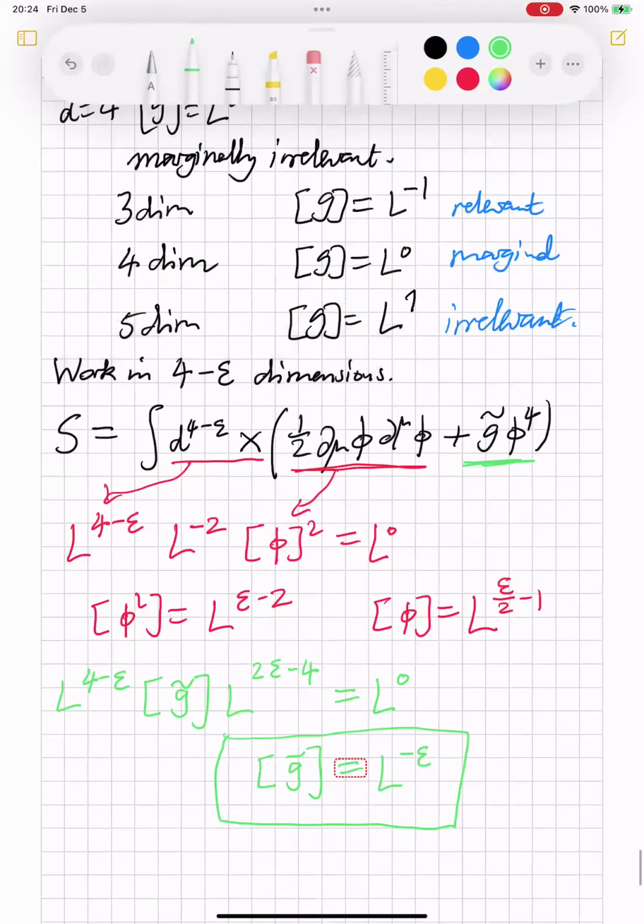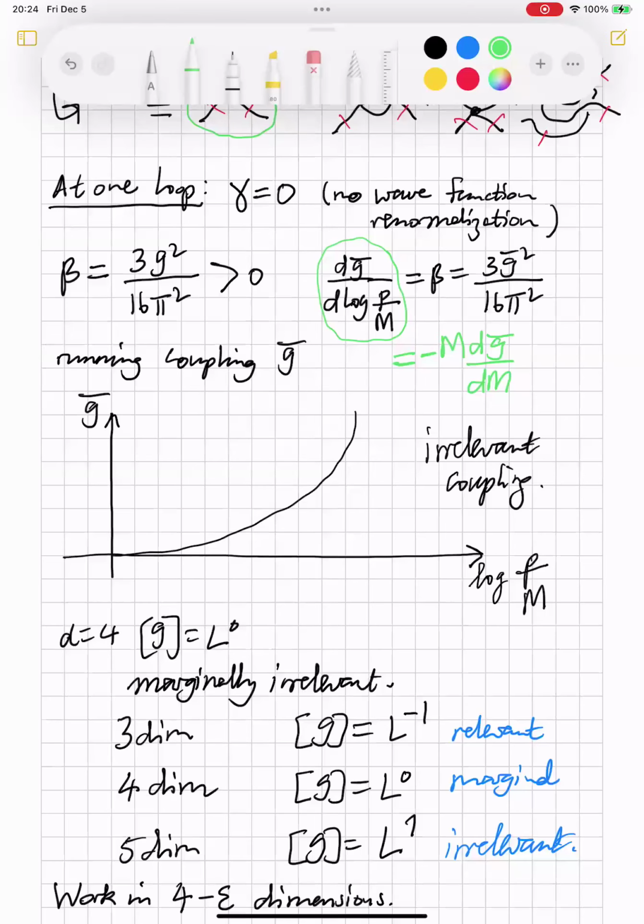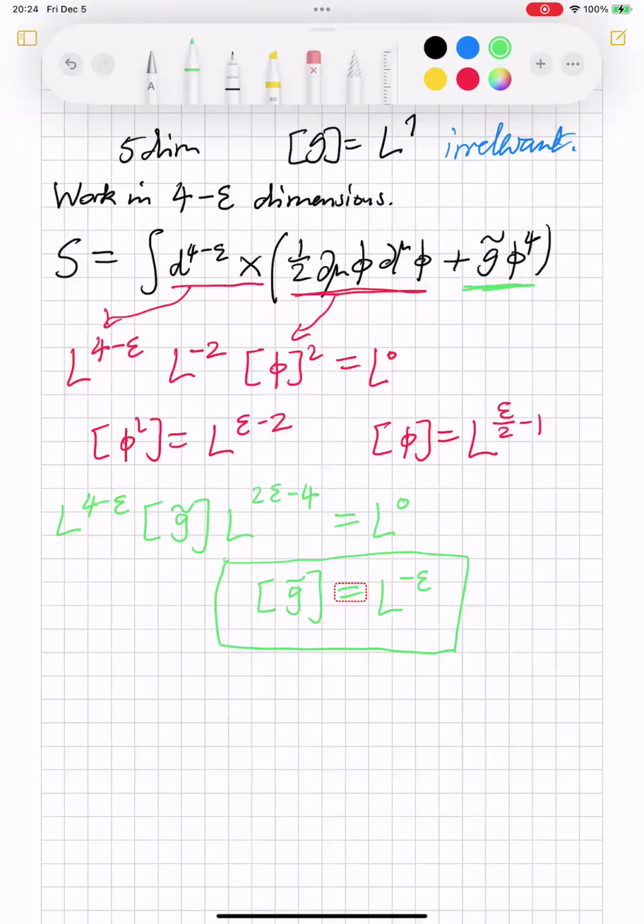Now, the price that we've had to pay is that we now need to work in 4 minus epsilon dimensions, and epsilon need not be an integer. So let's say that epsilon is equal to 0.01, for example. That's a small value of epsilon. Then we would be working in 3.99 dimensions. Now, what exactly does it mean to work in 3.99 dimensions? What's the conformal group in 3.99 dimensions?